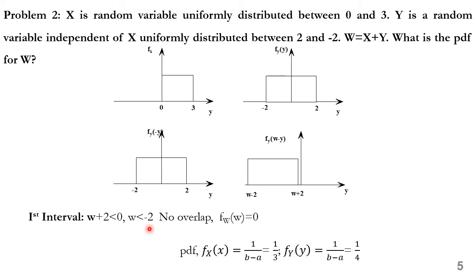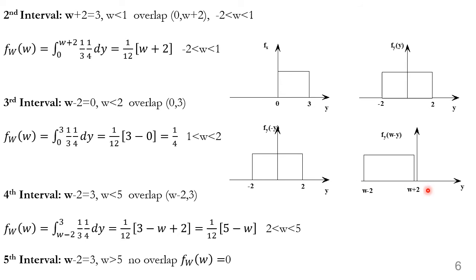So the first interval will be w plus 2 less than 0. I am scrolling this over this till w plus 2 is less than 0, which gives me w less than minus 2. There is no overlap. Therefore, the PDF for w, fw of w, is equal to 0. At the end of the first interval, w plus 2 was at 0. Let us scroll this fy of w minus y over fx further till w plus 2 reaches 3.